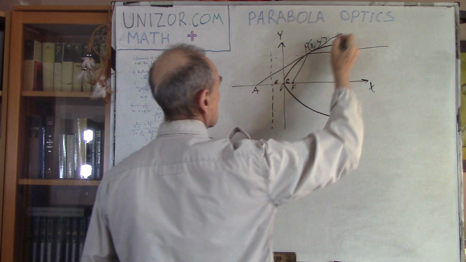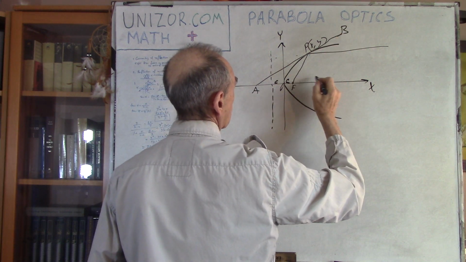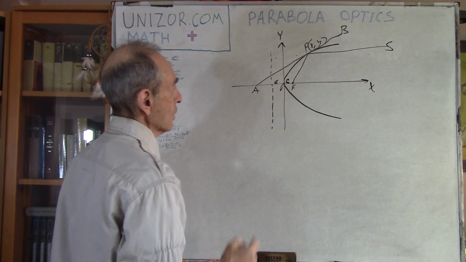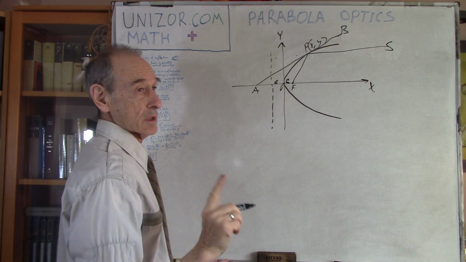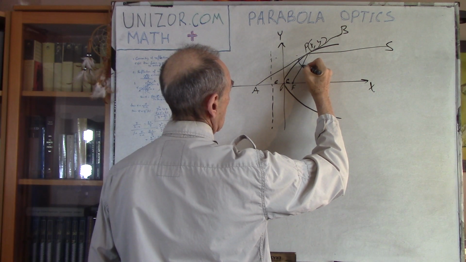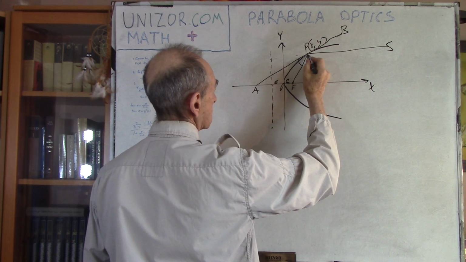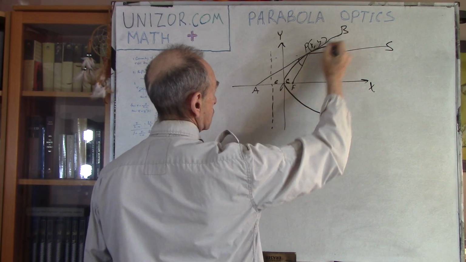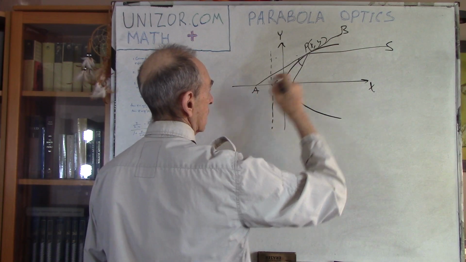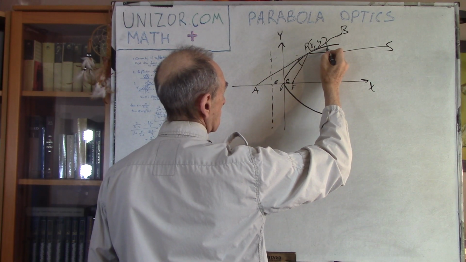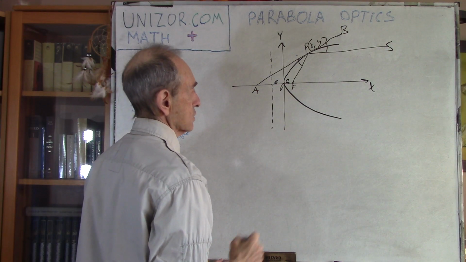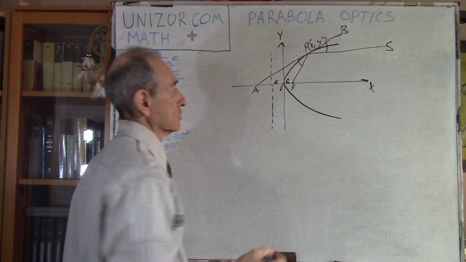Let's say A, B, and this is S. So from the reflection law, I know that this angle from the incident ray to tangential line should be equal to this. So that's basically from the law of reflection.